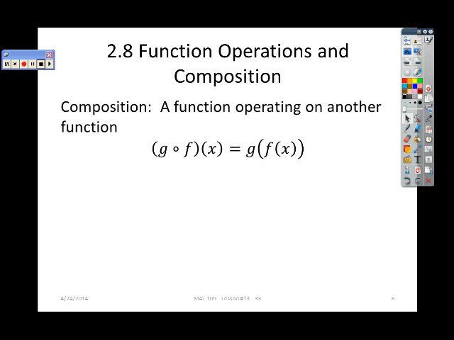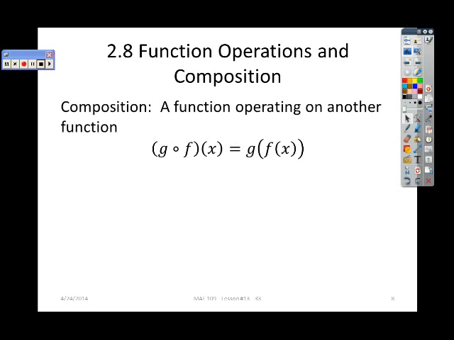What composition means is we're going to have one function work on another function. And there is an order to which this must be evaluated. There is a first function and a second function. What we have to do is evaluate the second function at this argument. Whatever we get from that, we use as the argument to go into this one. Or in other words, we want to get g of f of x.